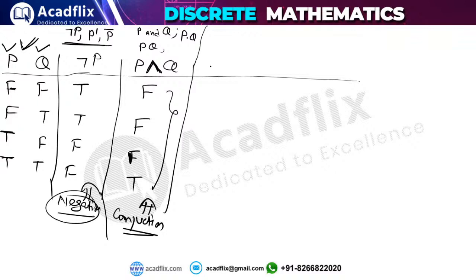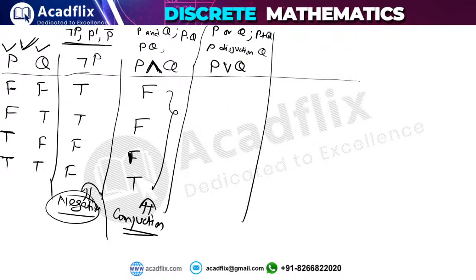Now the next connective we will see is p or q. How do we read it? We read it like this, p or q. Sometimes we will write it p plus q. Why p plus q? Because in Boolean algebra we use this plus symbol. Or we can write it p disjunction q, because another name for this is disjunction, or we can use this symbol. So all these things are same: p or q, p plus q, p disjunction q, p and this symbol.